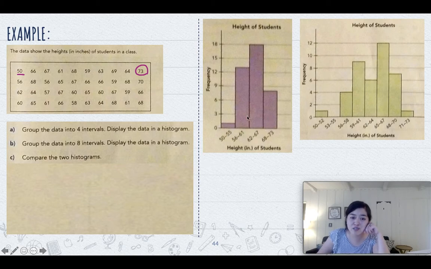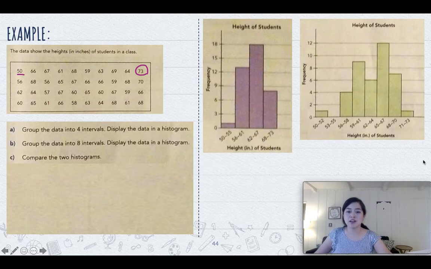And then what else do you notice? It looks like it's really clear from the second piece of data with 8 intervals, which one is the outlier? An outlier is a piece of data that stands apart from the rest, right? Can you find the outlier in the second histogram? It's right here, isn't it? It's actually our lowest value of 50 here. 50 inches is our outlier here, okay?